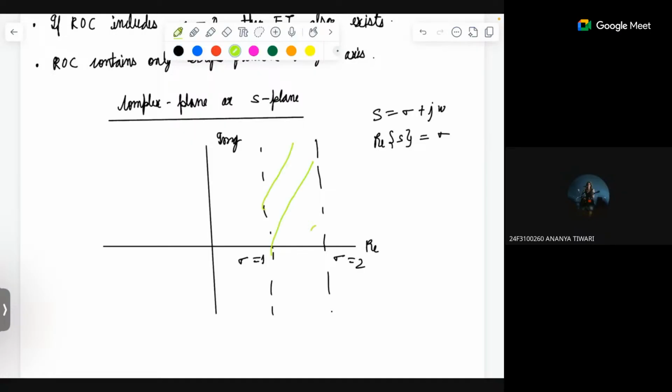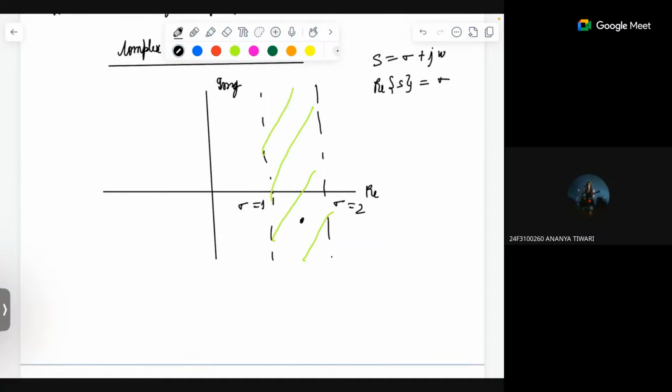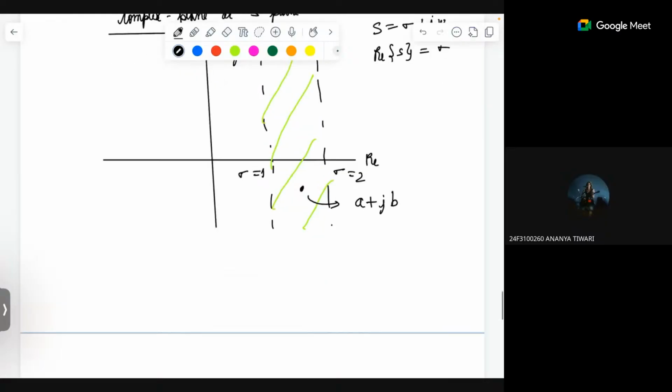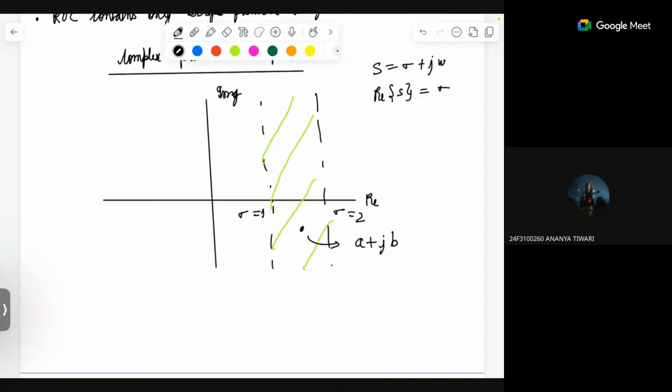So if this is the ROC between sigma equal to 1 and sigma equal to 2, then look at some point somewhere over here. It can be expressed as A plus jB. Now, if in general we talk about this ROC shaded in green, then we can see that here B belongs to minus infinity to infinity, while A, the real part, is between 1 and 2 only. So we can say sigma belonging to (1, 2) belongs to ROC. Is this clear?